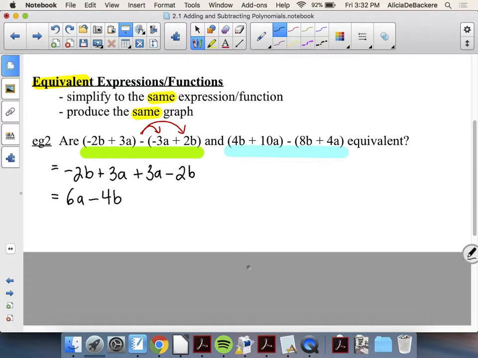Over here, my second expression, again, I'm going to simplify that by getting rid of the brackets. So I just drop the brackets from the first expression.